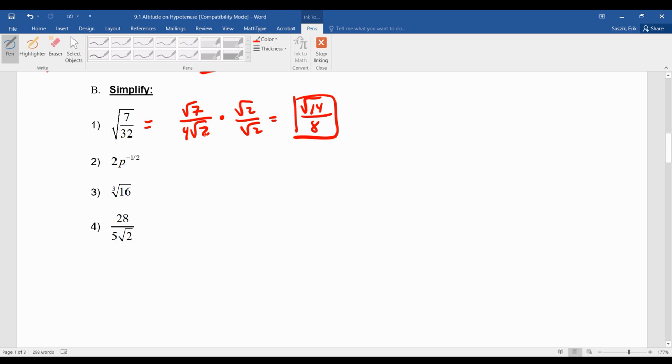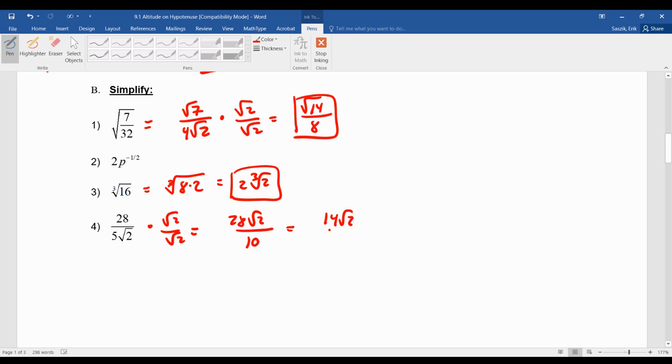Remember, root 2 times root 2 is plain 2, because root 2 times root 2 is root 4. Square root of 4 is 2, and 2 times 4 is 8. Okay, this is cube root. Biggest perfect cube that goes into 16 is 8. So this would be 2 cube root of 2, but I wouldn't worry about that. This you should be able to handle. Again, rationalize. You get 28 root 2 over 10, because root 2 times root 2 is plain 2. Don't forget to reduce your fraction.